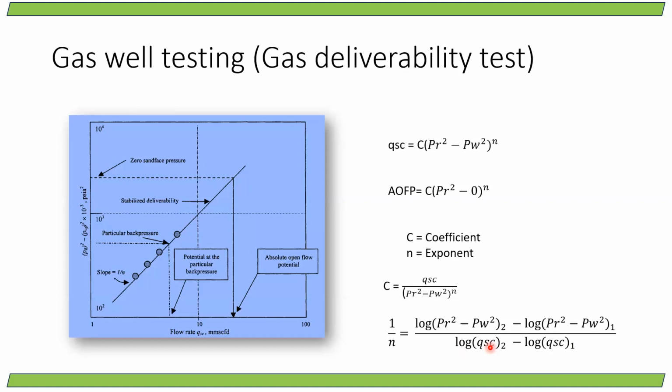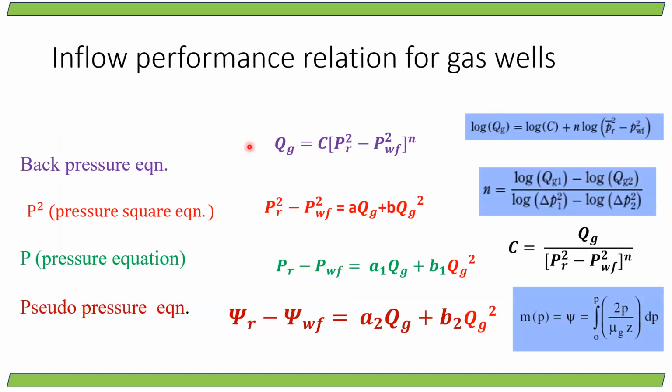So let us get into the data that we have, and these are the different tests that we have to conduct. Back pressure equation, that is the one which we are doing right now. So this is the equation, QG is equal to C into (PR square minus PW square) power N. And there are other tests also. These tests will help you get the pressure square equation, pressure equation, pseudo pressure equation. These tests also will give you the value of AOFP. But currently we are doing the back pressure equation.